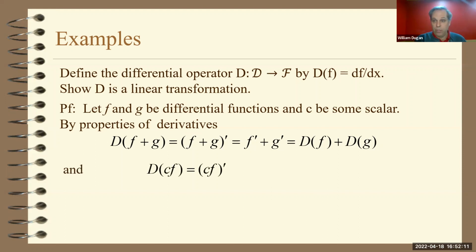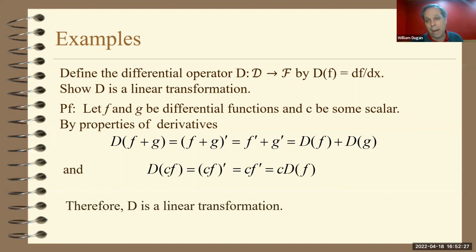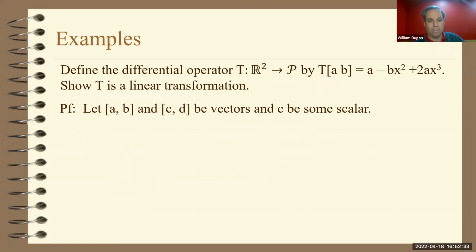That means we just take the derivative of c times f, but by properties of derivatives, the derivative of a scalar multiple is a scalar multiple of derivatives. I can just take the scalar out and take the derivative of just f, but that's c times D applied to f. And those are the two properties we need to show that D is a linear transformation between these two vector spaces.